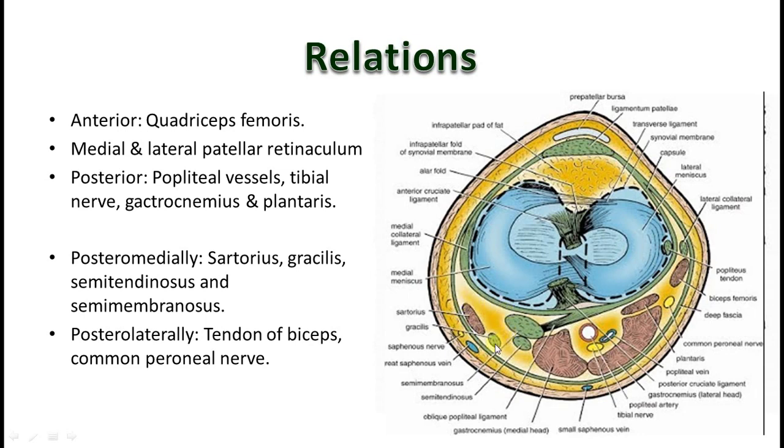Posteromedially, gracilis and sartorius. Posterolaterally you see the biceps femoris tendon, and more posteriorly you see the walls and contents of the popliteal fossa. Anteriorly, the ligamentum patellae and quadriceps tendon. So this will give a very fair idea about the relations of the knee joint.